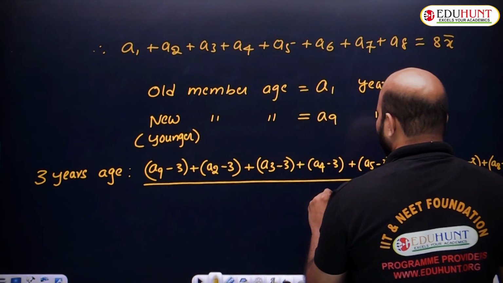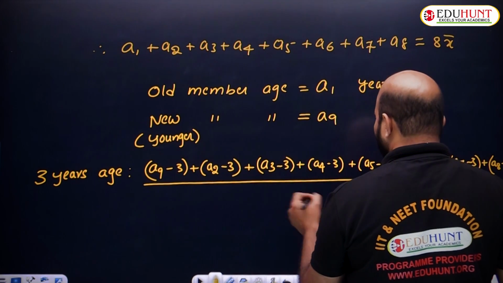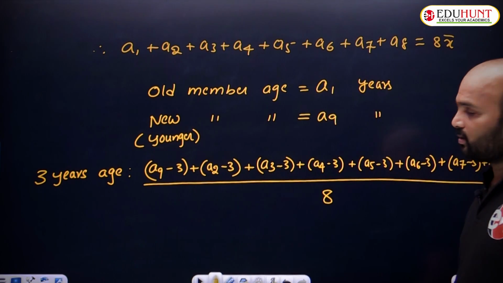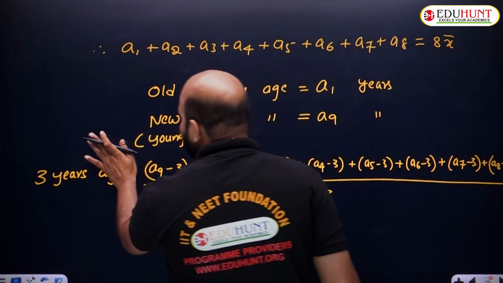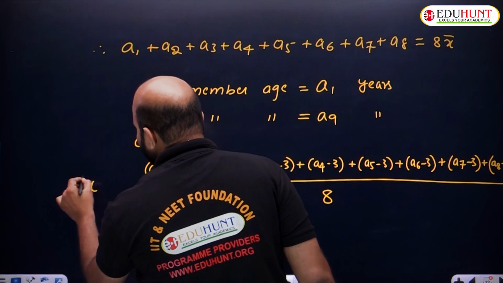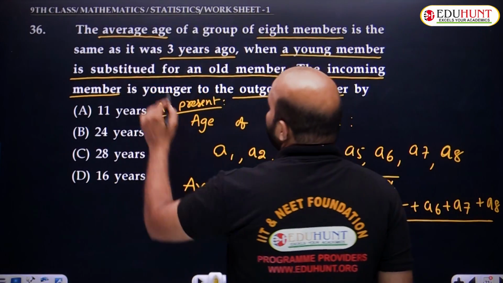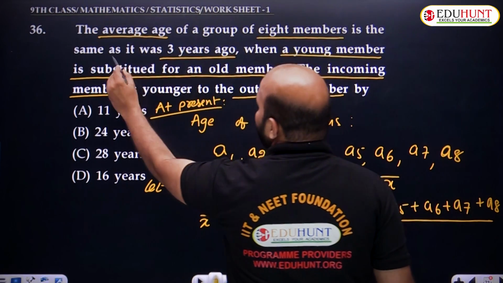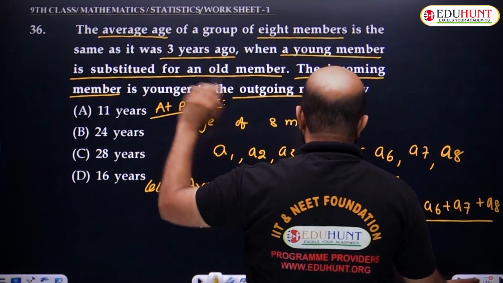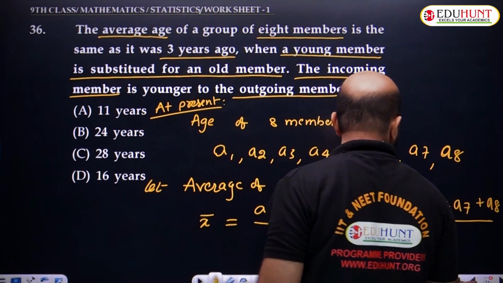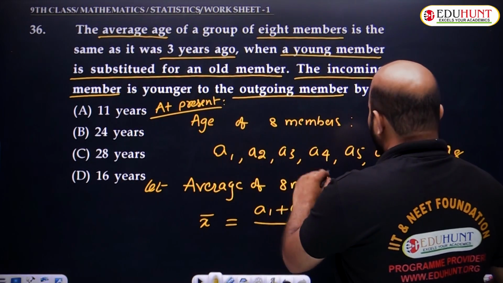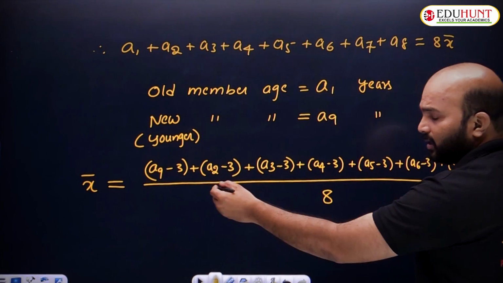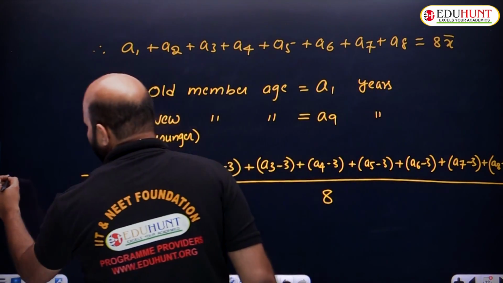So one member left the group and another one joined, so the strength never changed, it remains the same. So the average remains the same, called x bar. X bar never changed because it is already given that the average of the 8 members is the same as it was 3 years ago. Present and 3 years ago are both the same. The average of the 8 members at present is x bar, so 3 years ago also x bar. So this is 3 years ago. Am I clear?